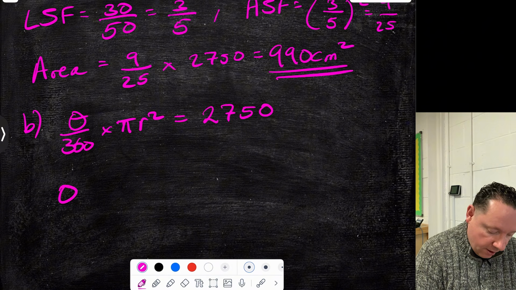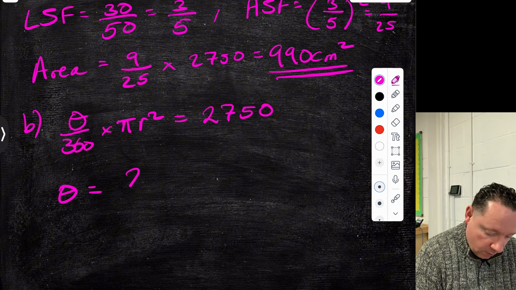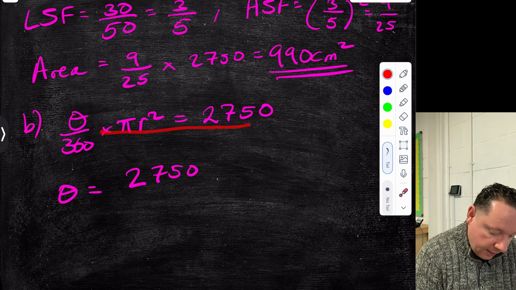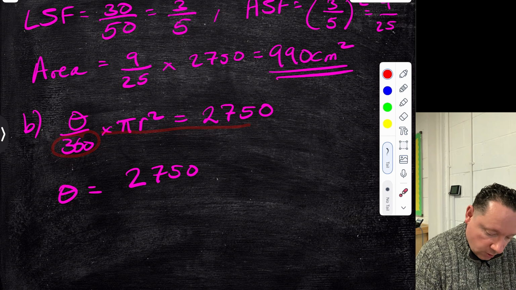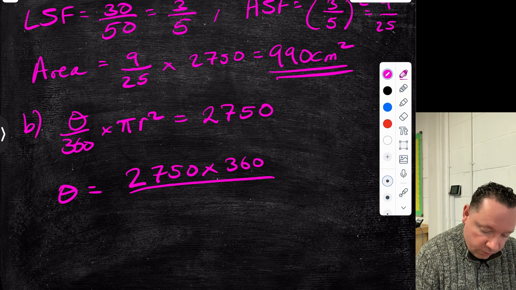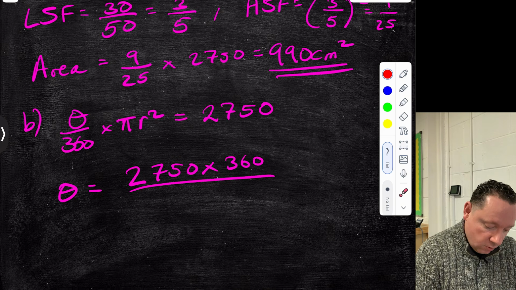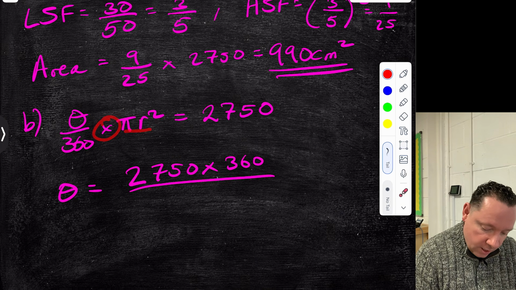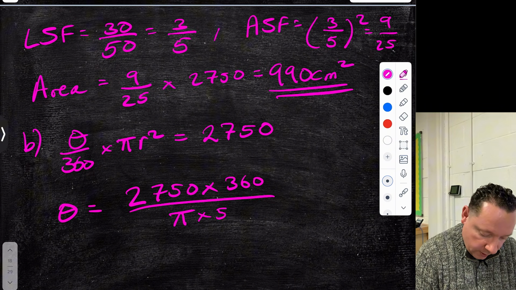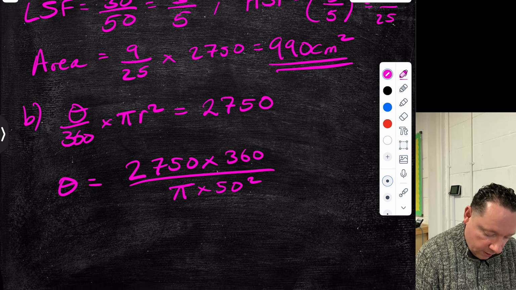So to get your theta, I find the easiest way to work backwards is start with your answer, which is 2750. And as you go back, every time something's on the bottom, that now turns up on the top. So times 360. And anything that was originally on the top for times, we just divide by it. So we've times by pi r squared, so we divide by pi r squared. And r, remember, for the big sector is 50. Pi times 50 squared. And then we just get a calculator and work all that out.